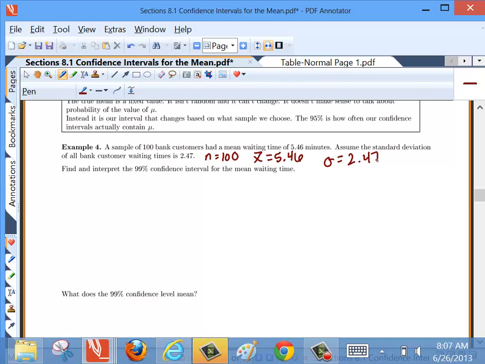So now I want to have you actually compute a 99% confidence interval. If you look up at your notes, the formula is x bar plus or minus our critical point times the population standard deviation over the square root of n. So what's the only thing in that formula that I don't know yet? The critical point. How do I find a critical point?